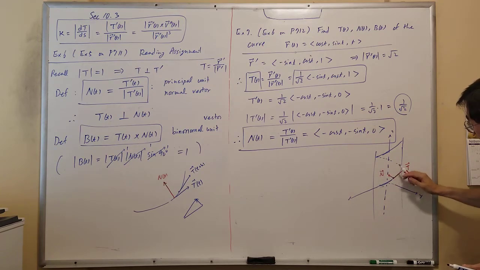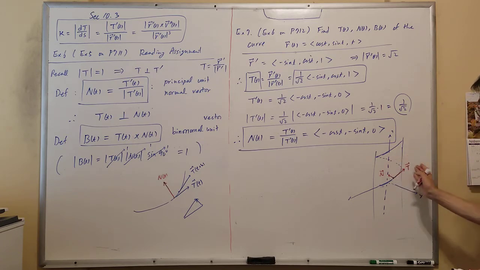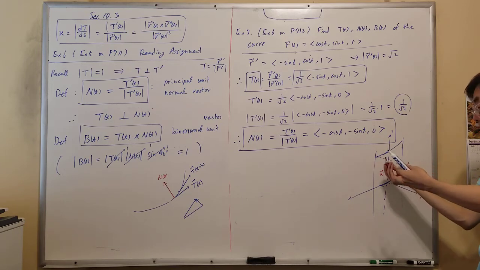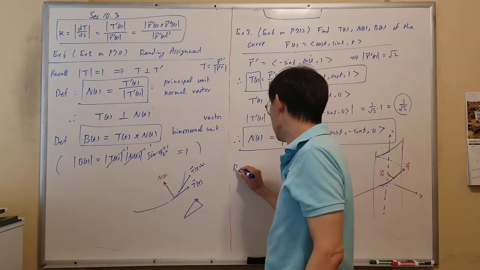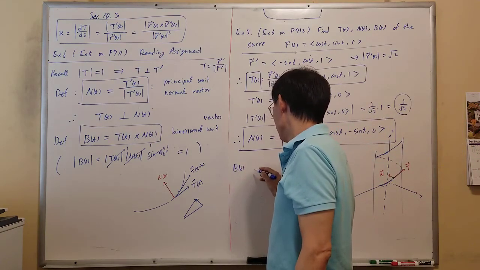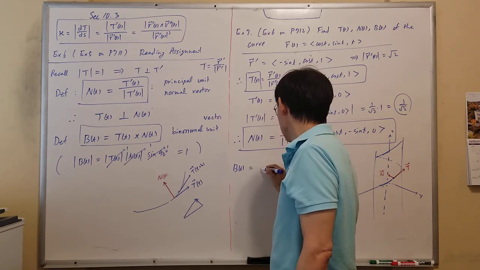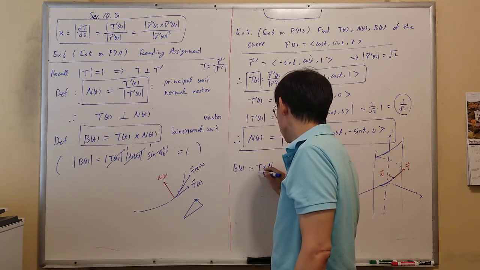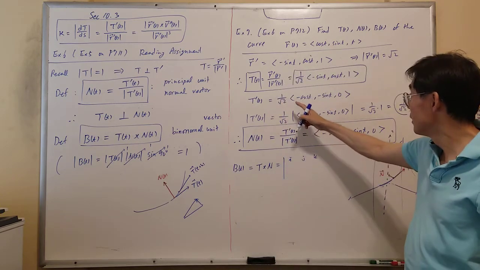And then your binormal vector will be going this way. T and n is going upward, but a little bit this way. All right? That will be our B. Binormal unit vector will be T cross n, which is i, j, k.